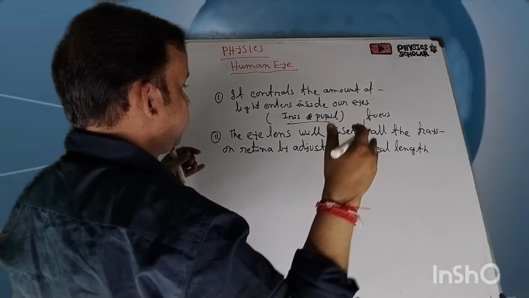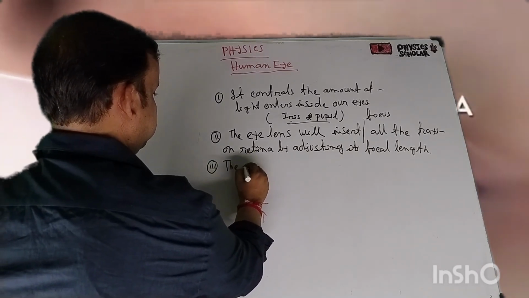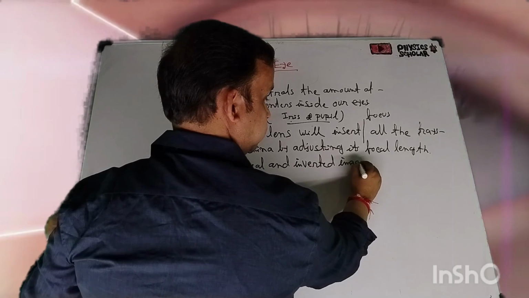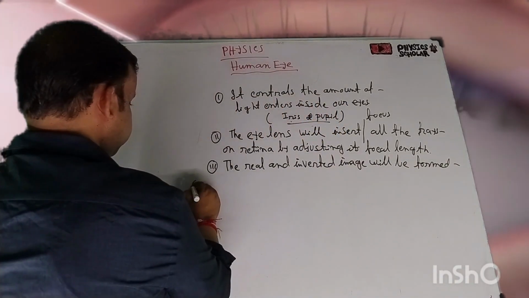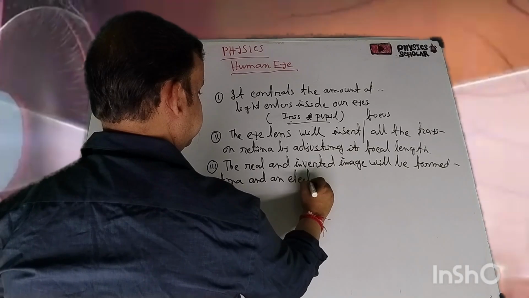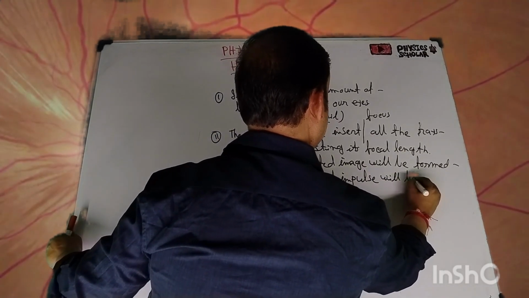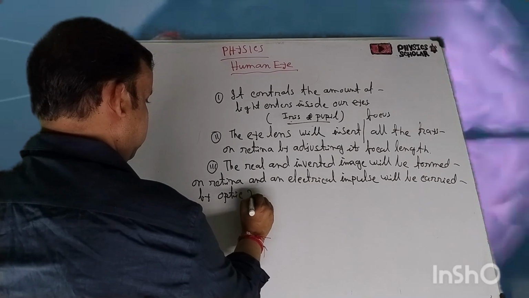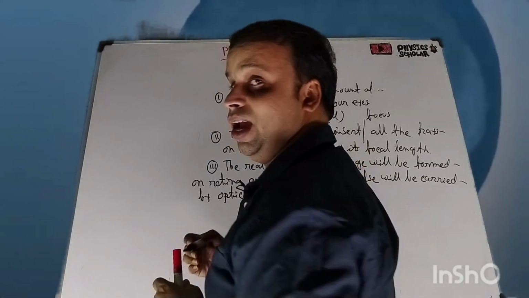Okay, so that means all the rays will focus on the retina, and a real and inverted image will be formed on the retina, and electrical impulses will be carried by the optic nerve to the brain. Clear? And then we can view the object.